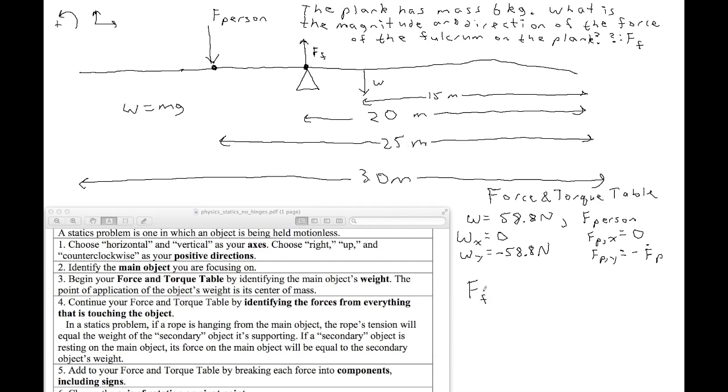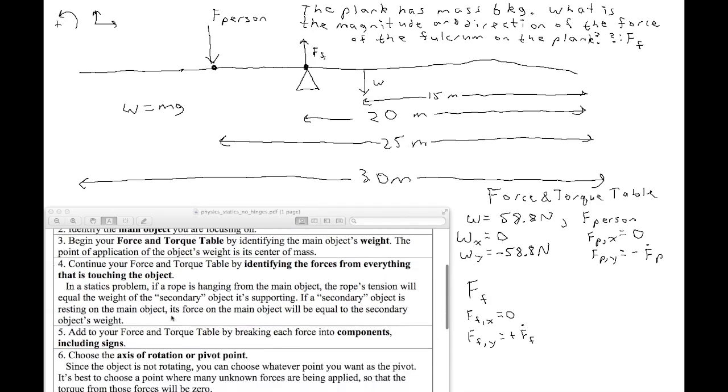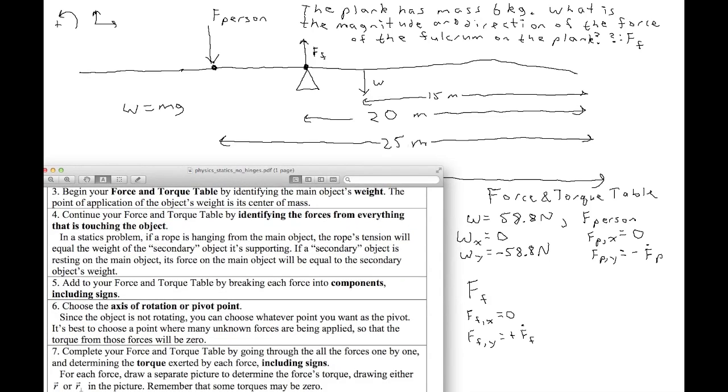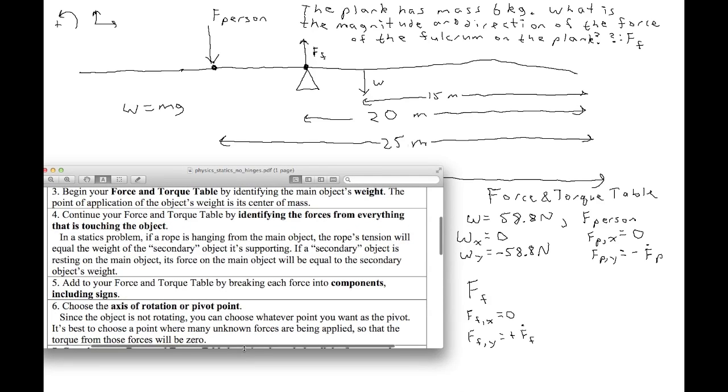And then we have the force from the fulcrum. So what's the X component of that force? That's also 0. And what's the Y component? And that is positive F of fulcrum, with a dot, because that's a magnitude. So that's our step 5, breaking each force into its components. So then we're ready for step 6.